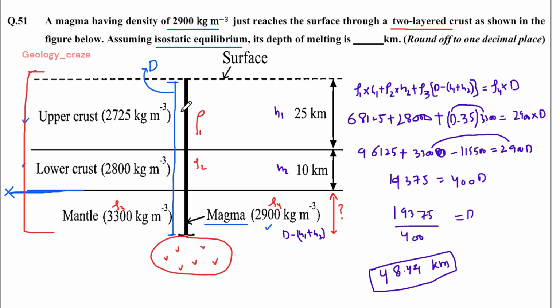So in this way we are calculating that the depth from where our magma is coming is approximately 48 kilometer, where it is generated. And it is generated within the mantle, but some part of it has intruded into the mantle. Not at this boundary.